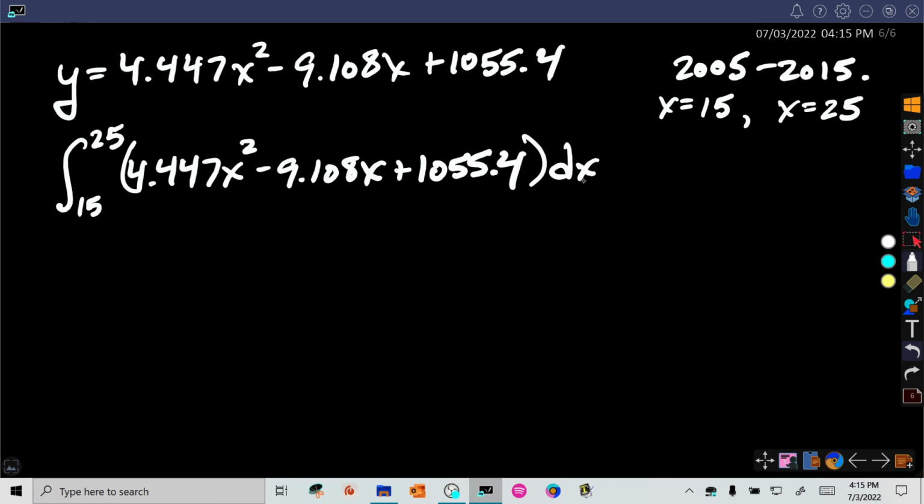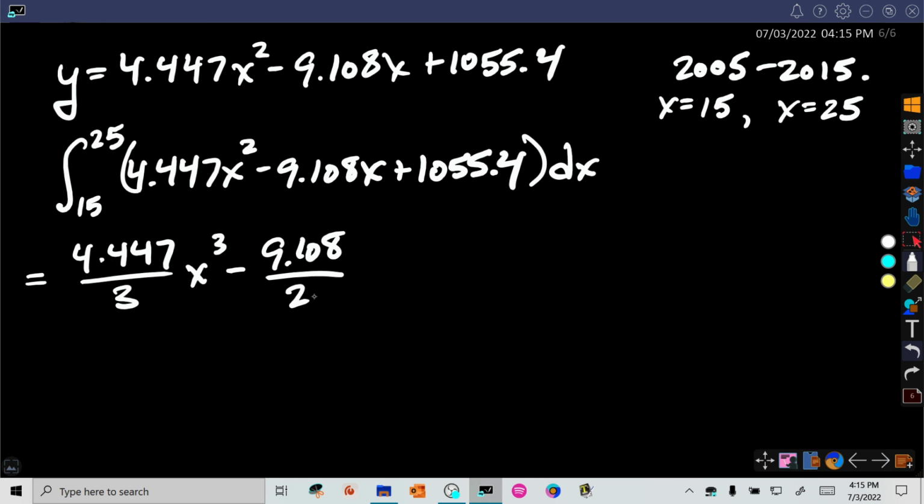You can actually do this by hand. It's really not terrible. If you had to do u-substitution or you had really crazier values, you certainly would have your fair share of problems. But this is going to be 4.447, we're increasing the exponent by 1, so you're just dividing that by 3. So this is going to be x cubed minus 9.108 divided by 2 x squared plus 1055.4x, and then we're evaluating between 15 and 25.